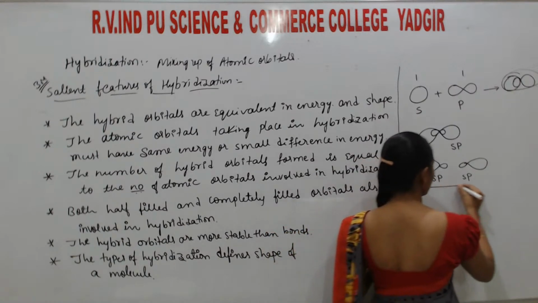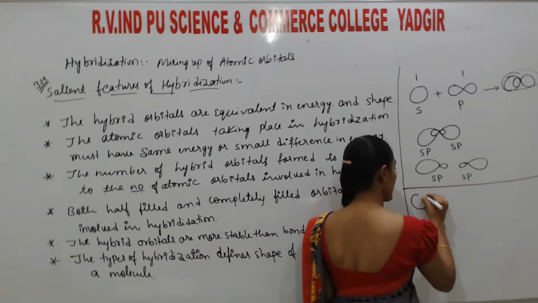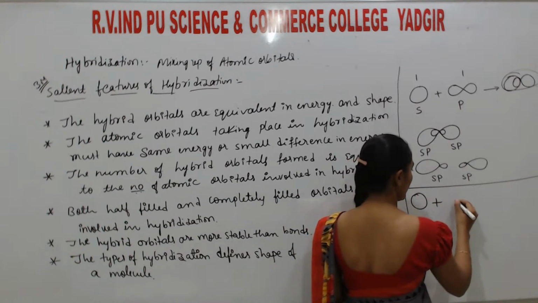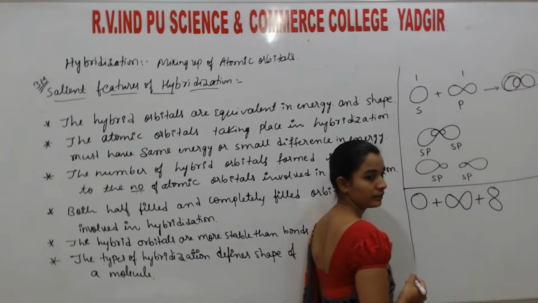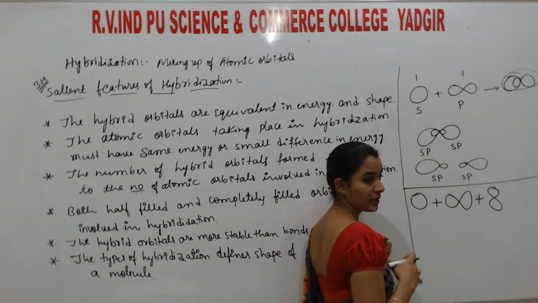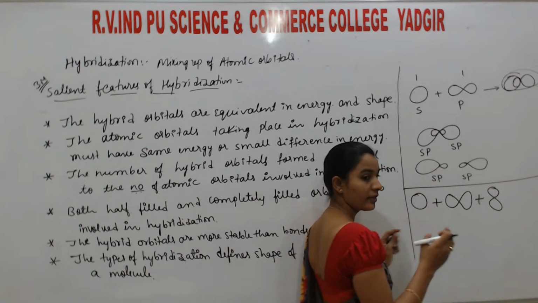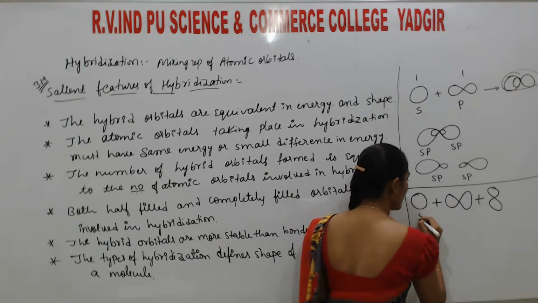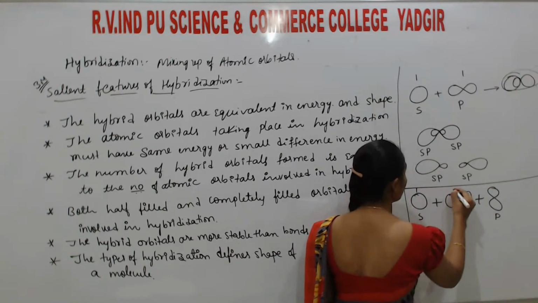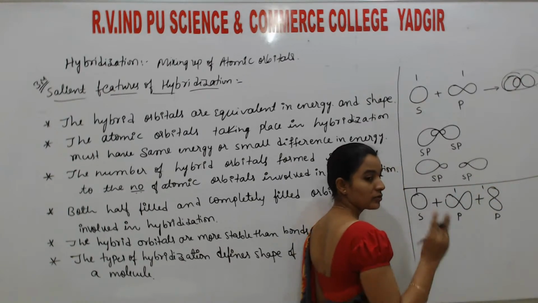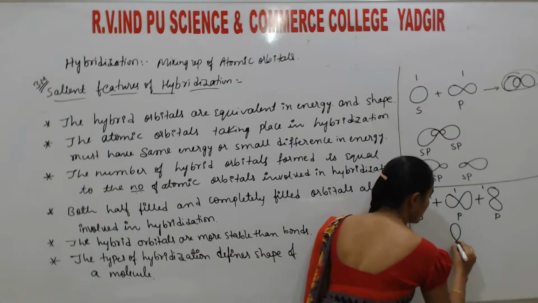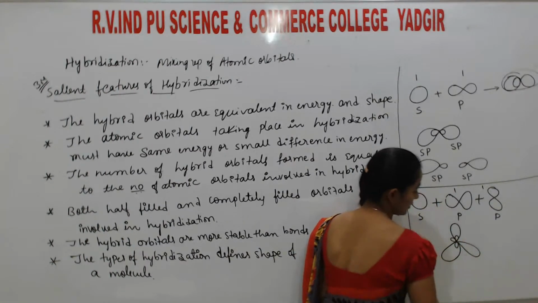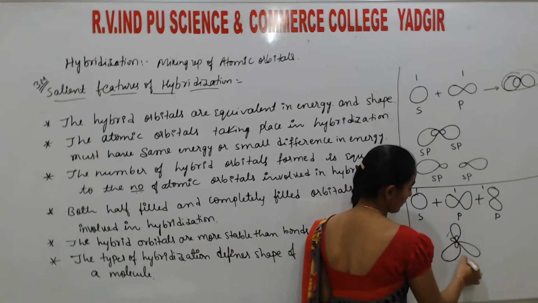Another one I will explain, that is sp2, which means one s orbital, one p orbital, and another p orbital. When they get mixed up, they are not overlapping, they are mixing up. Then they form, from one s orbital, p orbital, p orbital, three orbitals in total. So three hybrid orbitals will form. One is like this, another one like this, another one like this. That is a triangle shape.